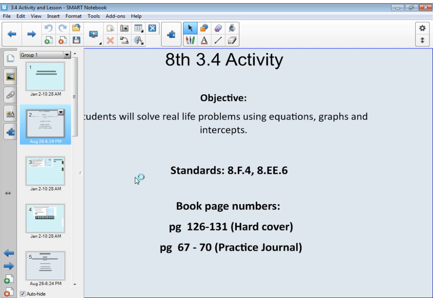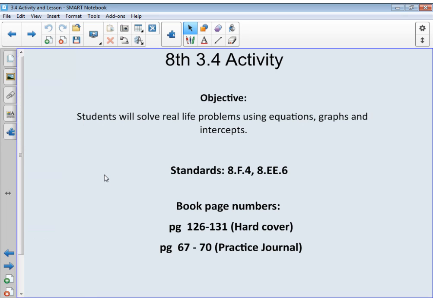All right, this is 8th grade, activity 3.4. Today, our objective: students will solve real-life problems using equations, graphs, and intercepts. The standards covered are 8.F.4 and 8.EE.6.